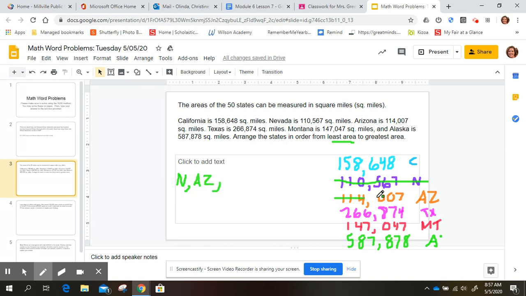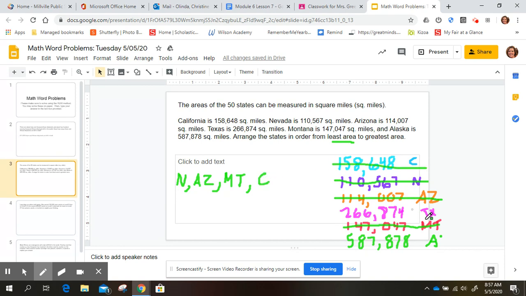All right. My next least, again, I have a 1 and a 1. I have a 1 and then a 5, and a 1 and then a 4. So 14,000 is less than 15,000. So that would be Montana. And then the only one I have left is California.